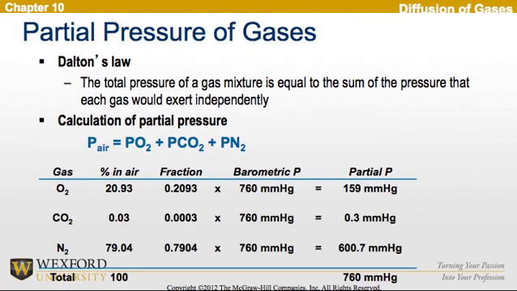Now, if we look at the partial pressure of gases, we would reference Dalton's law, which is that the total pressure of a gas mixture is equal to the sum of the pressure that each gas would exert independently. Below, you'll see a variety of calculations of the partial pressure for the gases of oxygen, carbon dioxide, and nitrogen within the air.